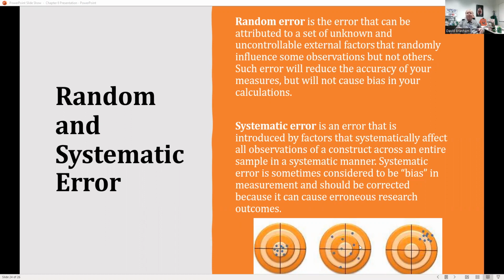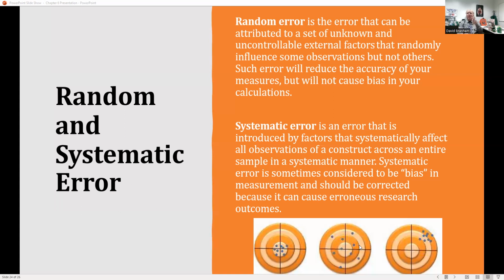But if you have these non-systematic errors, where random things are causing a target to be missed, and you can't really tell by a score whether or not you're right on, you have some variability that goes on that's random. It just means that you are measuring what you're trying to measure, but you're just not doing it with a lot of accuracy. That's a random error. Systematic error, random error is in the second target there.